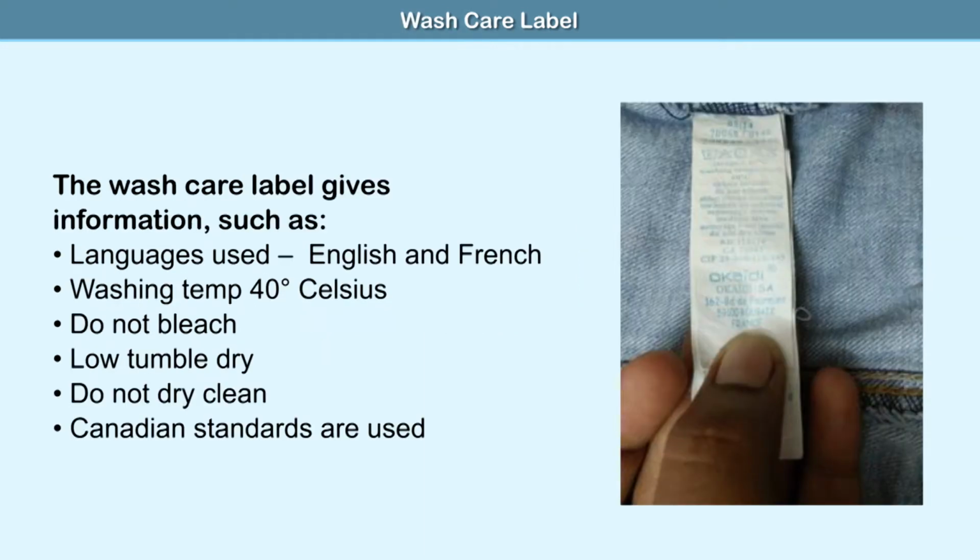The wash care label gives information such as languages used, let's say English, French, Spanish, etc. Washing temperature, for example 40 degrees Celsius. Do not bleach. The garment doesn't need to be bleached. Low tumble dry. Do not dry clean. Canadian standards are used. These are the kinds of information that are provided on a wash care label.